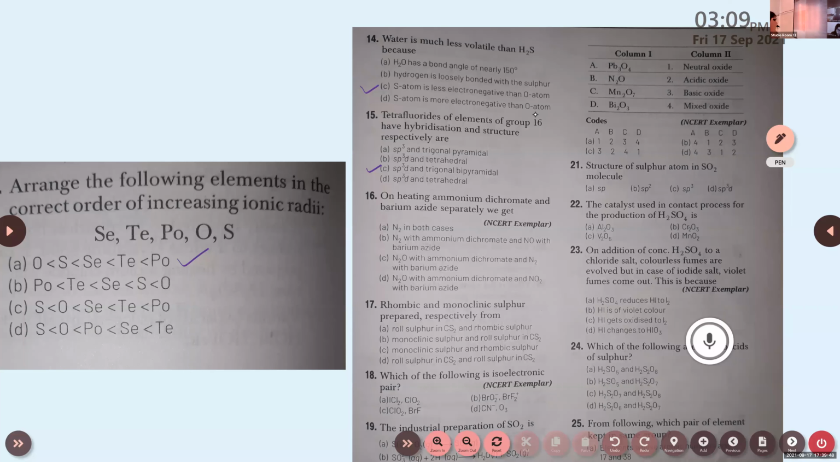The decomposition of ammonium dichromate and barium azide will give N2. Yes, N2 in both cases, option A. Both ammonium dichromate and barium azide on decomposition will give N2. This is from group 15, page number 174, their preparation methods.